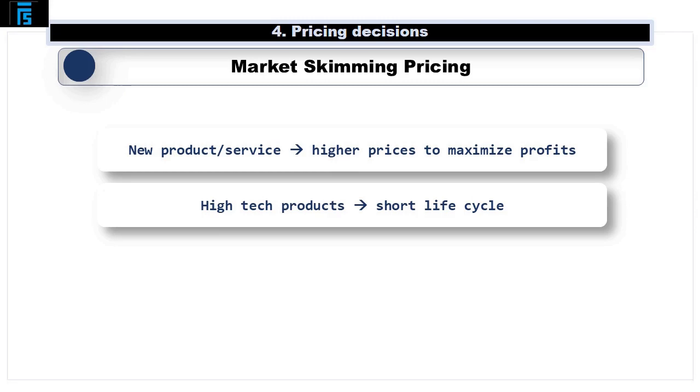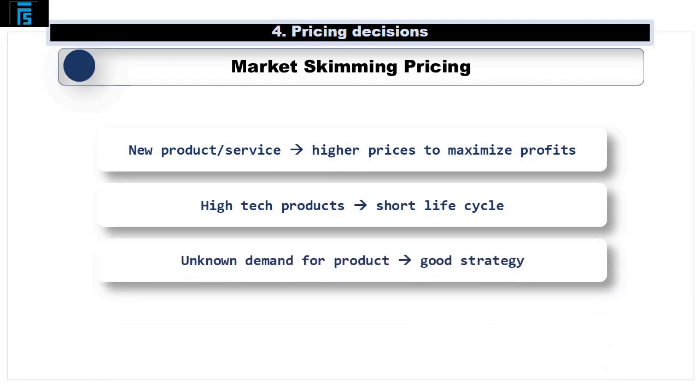Given the short life cycle of these types of products, it is also good to get as much cash as possible back into the business up front to cover the costs incurred in developing and launching the product. It is also a good strategy to follow if demand for a product is unknown. Prices can always be reduced if demand isn't as strong as was hoped, but it is much harder to increase prices if demand is very high at low prices.